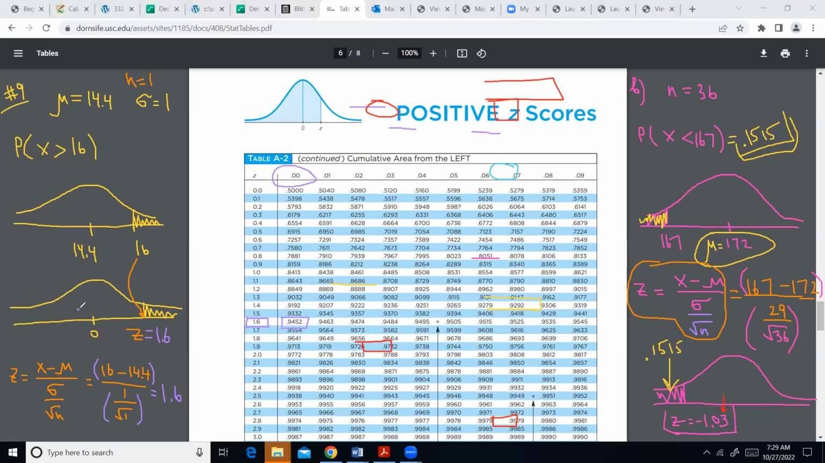So here we have 0.9452, right? And that's not what I need, but I can use it to get the other side, the complement. To get a complement, we subtract from 1. It's always like that, right? So subtract from 1, 0.9452 gives us the answer.